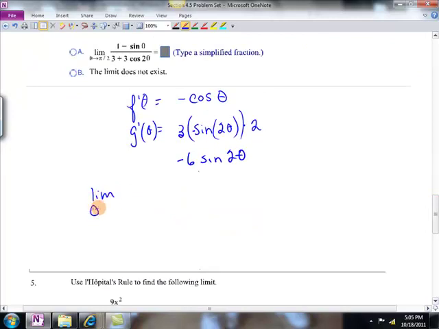All right, so let's try that and see what we got. The limit as theta approaches pi over 2 of negative cosine theta over negative 6 sine 2 theta. As theta approaches pi over 2, that ends up being pi. The sine of pi is 0. So that's not going to work. So we get 0 over 0. Okay?